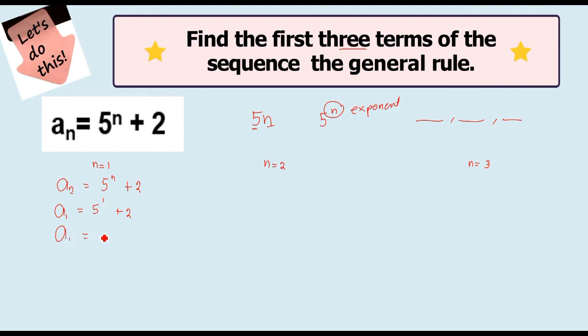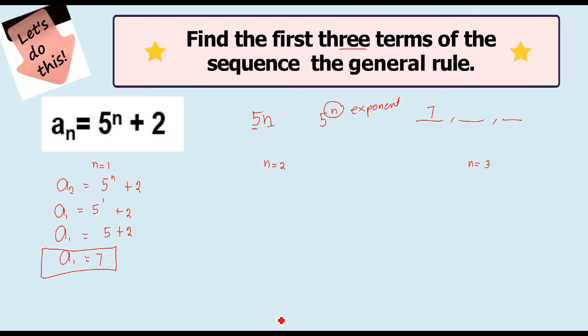So, a sub 1 equals 5 plus 2. So, mapapansin natin, PEMDAS pa rin. We start with the parenthesis, exponent. Okay? So, 5 raised to 1 is 5. So, a sub 1 is equal to 5 plus 2 is 7. So, that is a sub 1. So, dito po natin ilalagay yung unang term.